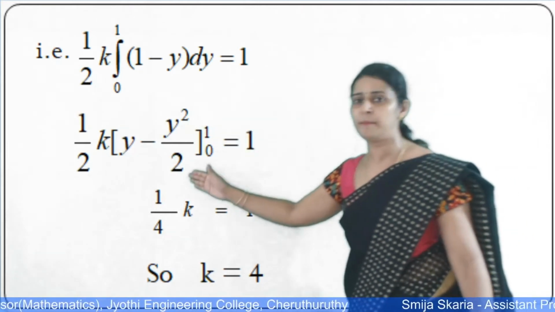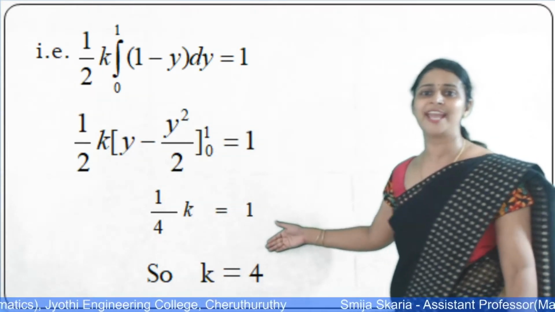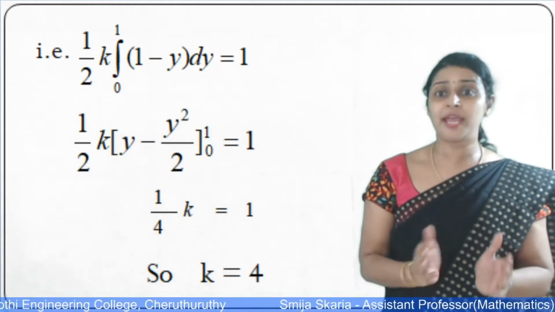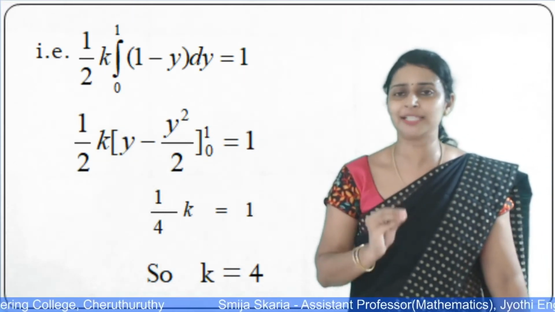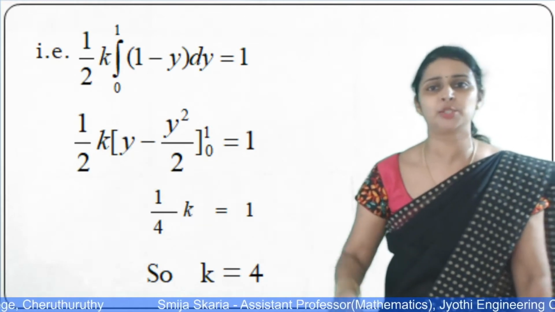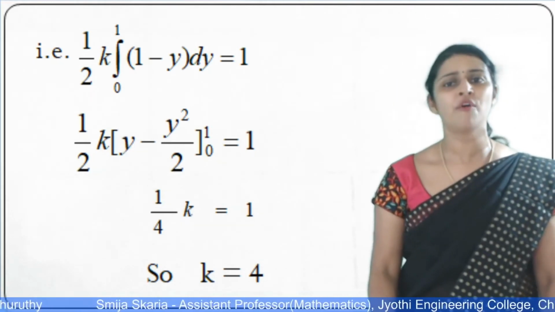So we get 1 by 4 into k equal to 1. So what is the value of k? k equal to 4. So to find the value of k, if we are given the PDF, just integrate with respect to x and y. That is, take the total probability and equate that to 1. So that we get the answer. Okay, so here we get k equal to 4.